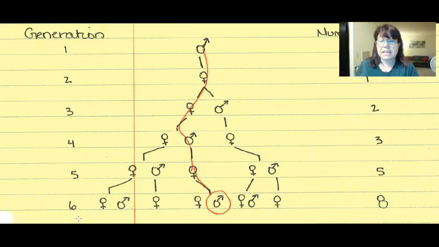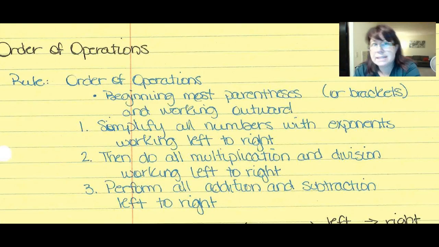On the eighth generation, I'll have 21 new bees. And the next generation, I'll have 34. The next generation, I'll have 55. So if I want to know in the 10th generation how many bees I'll have, I'll just continue the Fibonacci sequence. Believe it or not, it's true. Fibonacci is everywhere. Now let's get out of biology and get back to math and talk about the order of operations.